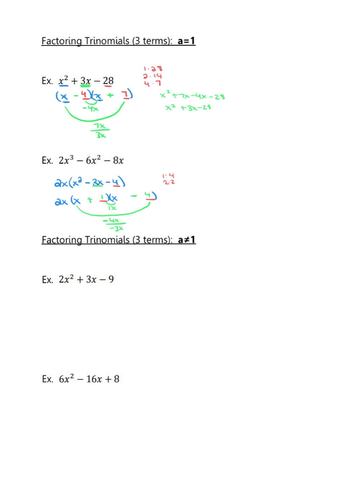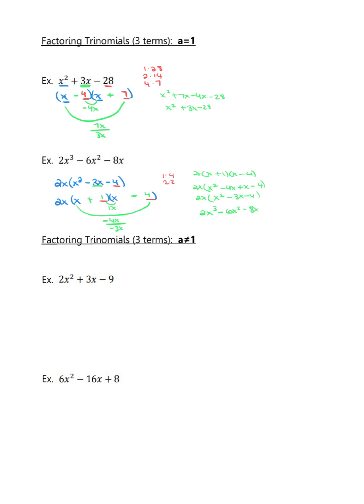So x plus 1 times x plus minus 4 is x squared minus 4x plus 1x minus 4. And then times your GCF, times 2x. Distribute that through. 2x cubed minus 6x squared minus 8x gives me back the original problem.